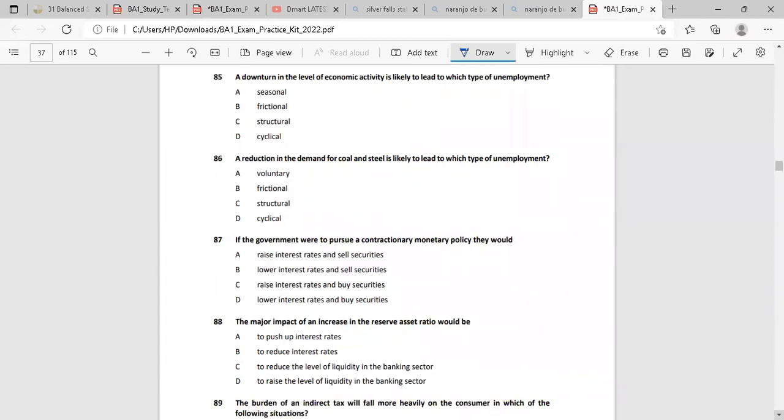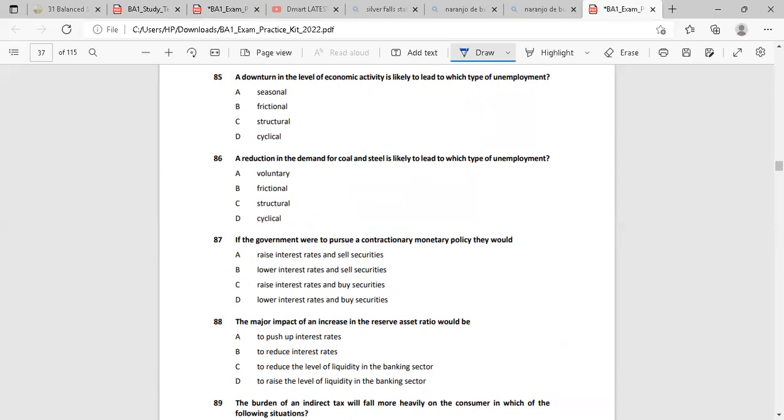A downturn in the level of economic activity is likely to lead to which type of unemployment? See, when there is a change in the level of economic activity, who gets affected? Is it seasonal? Seasonal because it changes in season. Frictional, when they are shifting from one job to another job. So small employment gaps that arise are frictional.